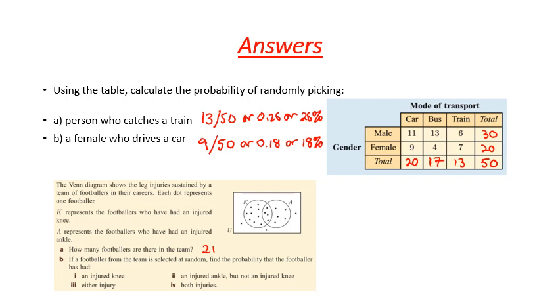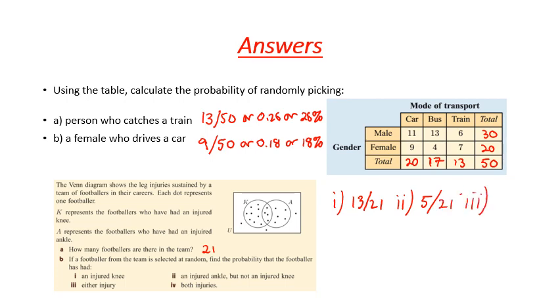If a footballer from the team is selected at random, find the probability that the footballer has had an injured knee. Well, that's everybody inside the K circle, including the people in the middle. So it's going to be 2, 4, 6, 8, 10, 12, 13 out of 21. In fact, I'll write my answers over here. I is 13 out of 21. Double I says an injured ankle, but not an injured knee. That would be people in the ankle section, but not counting the overlap. So that would be 5 out of 21.